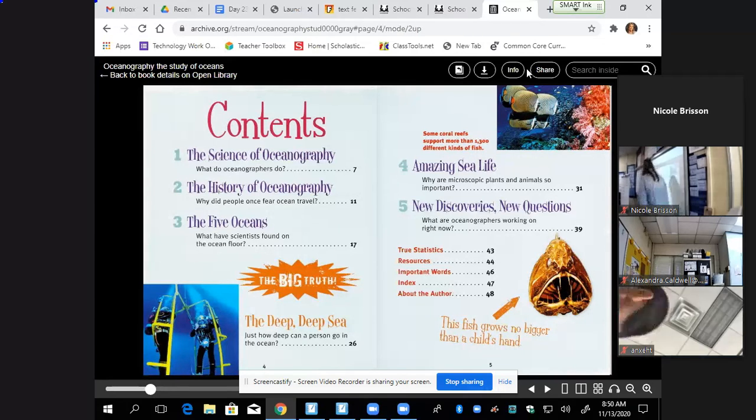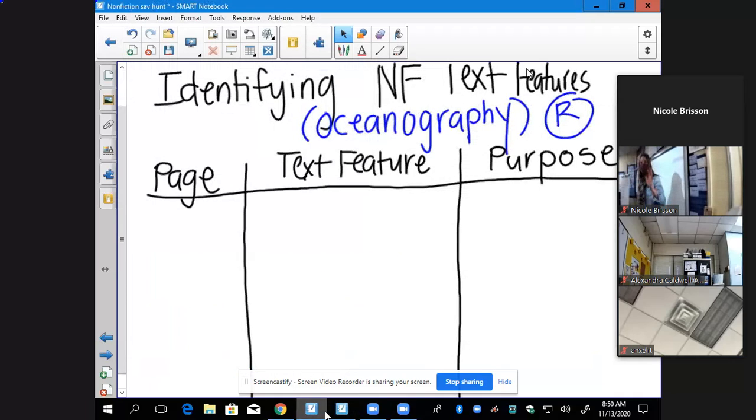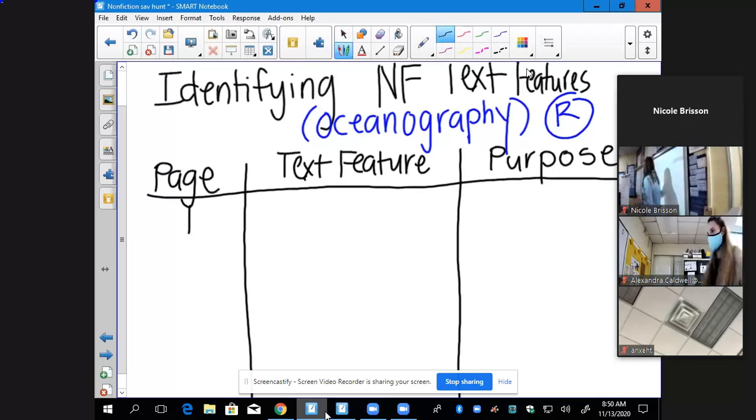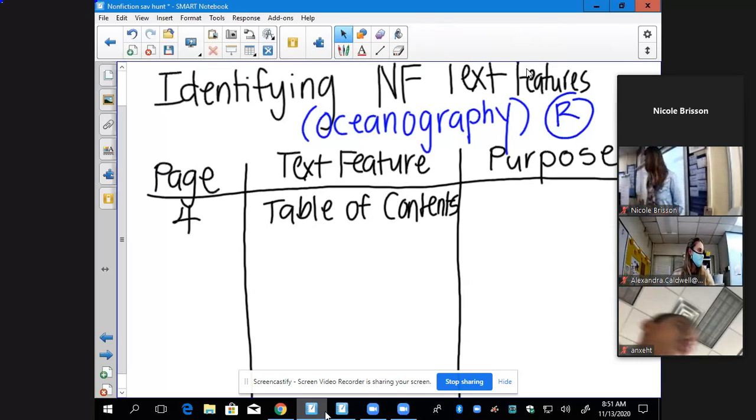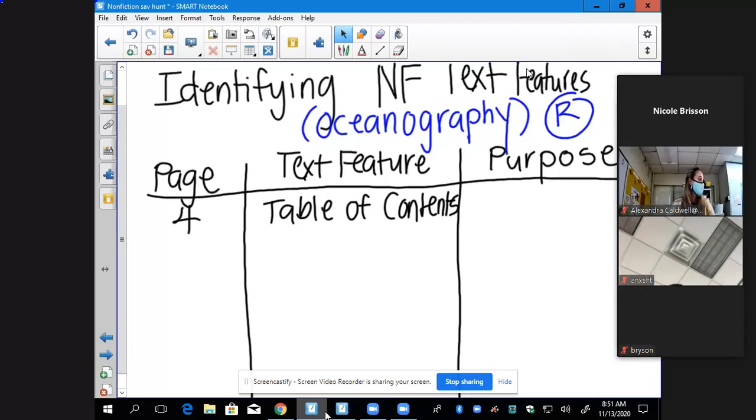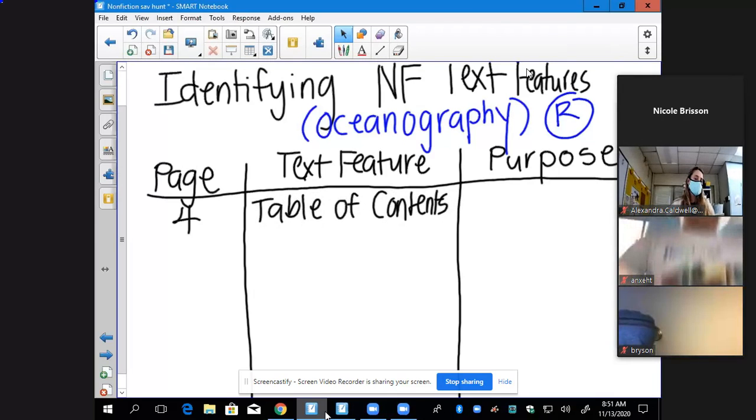Good morning, Alexis. How are you? Did you check in? Good. Okay, so we're going to put page 4. We're going to put table of contents, and then we're going to look at the purpose. Get that down. Kendrick, you got that down? Page 4, table of contents. And I'm going to show you the one up here. I see the picture. You can see, yeah.